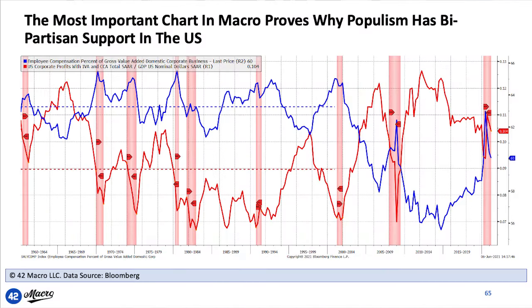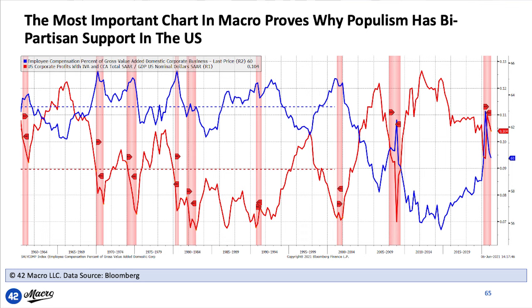On slide 65, I put two of my favorite charts in macro back to back. This is the most important chart in macro, in my opinion. The blue line is showing employee compensation as a percent of gross value added. That's the widest proxy of revenue that the BEA measures. And then you look at corporate profits. Corporate profits as a percent of GDP is the red line. Look at where the blue line is now relative to its pre-2000 average, or where the red line is relative to its pre-2000 average.